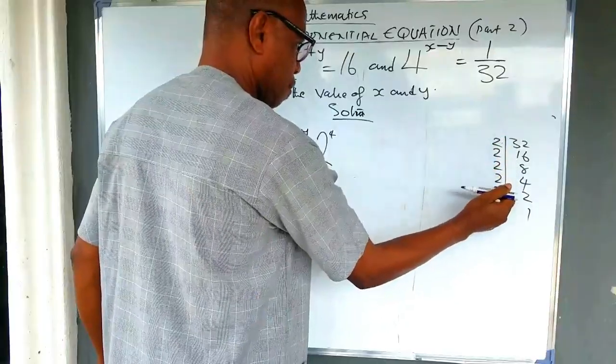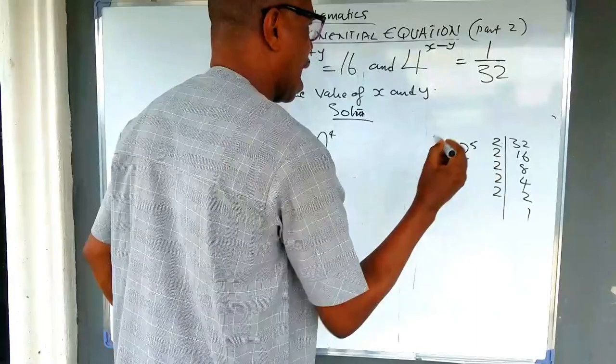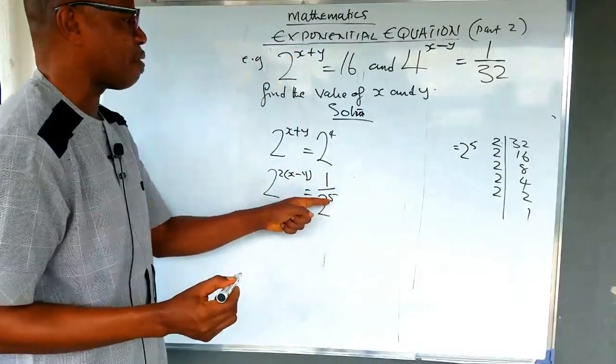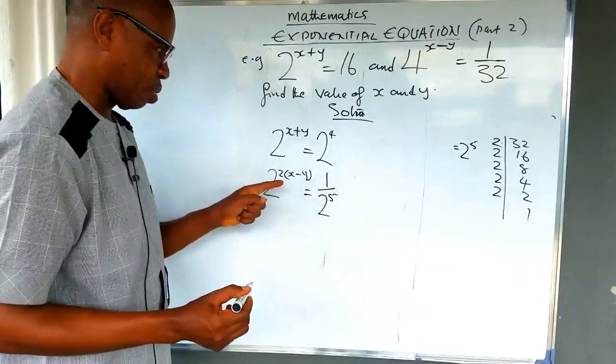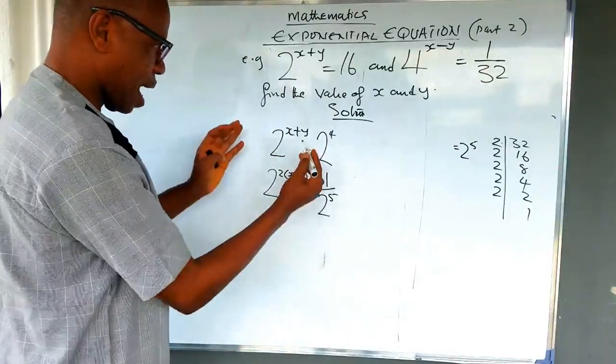Notice that you have how many 2s here? 1, 2, 3, 4, 5. So this is the same as saying 2 raised to power 5. So that's how I got 2 raised to power 5, the same way I got 2 raised to power 4 in 16.